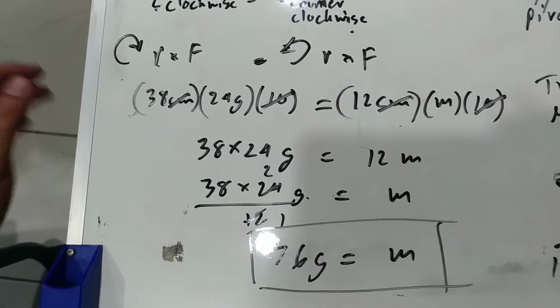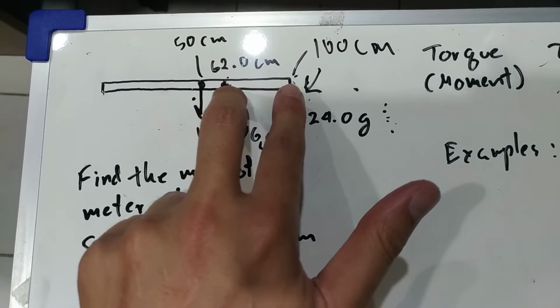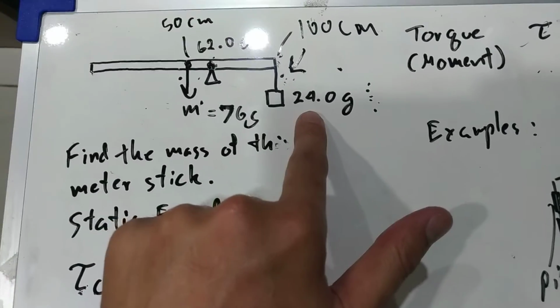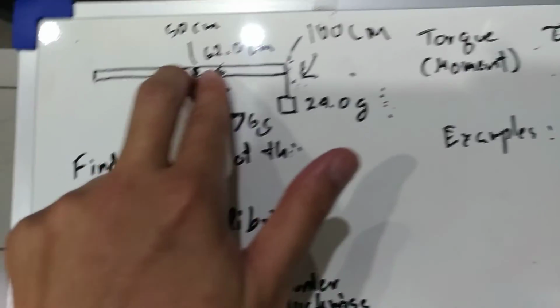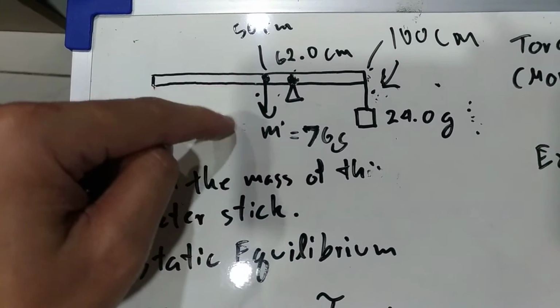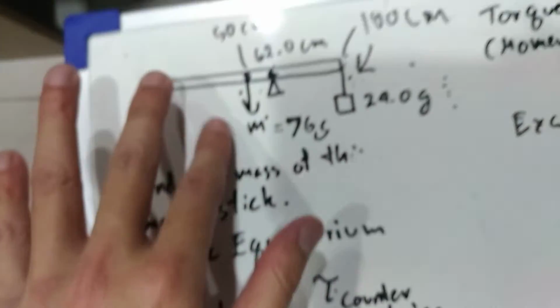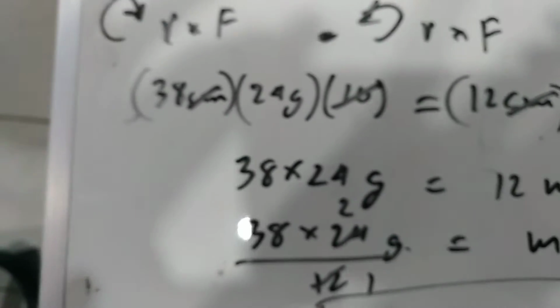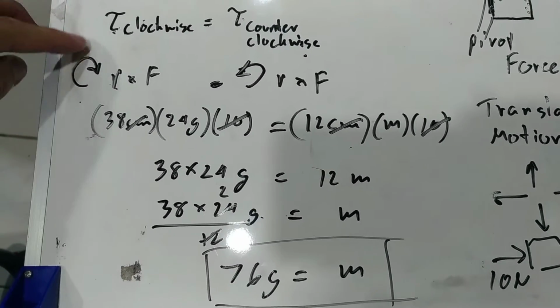Here's the calculation again. Remember the R. So this will be the R, 38, R times F. So F would be this mass times gravity. And here's the other R, from 50 to 62 times the F. F will be this mass times gravity. But you don't know this mass yet, the 76, you don't know that yet. So just write M times 10. And here's the calculation again. You use this over and over.